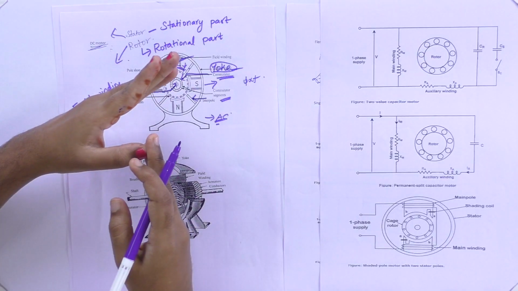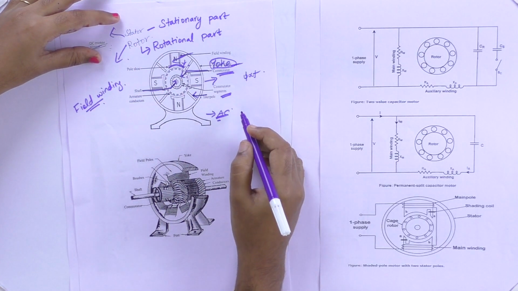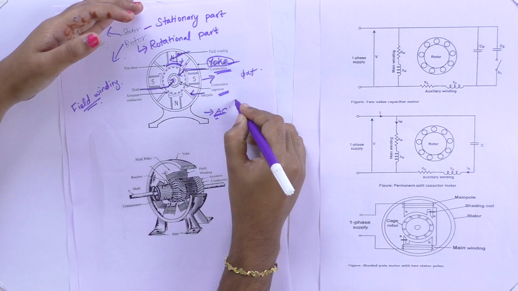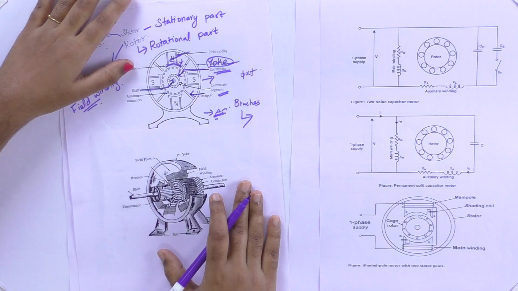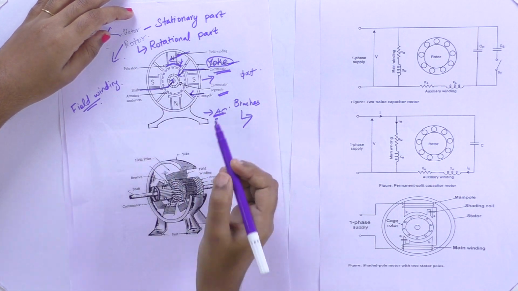So the commutator will be present and brushes will be there to provide contact with the electrical loads. Because of the presence of brushes, the motor has to be repeatedly maintained, and a maintenance period should be noted because of wear and tear. Once the brushes have worn out, then there will be a problem for the motor. So this is what the construction says.